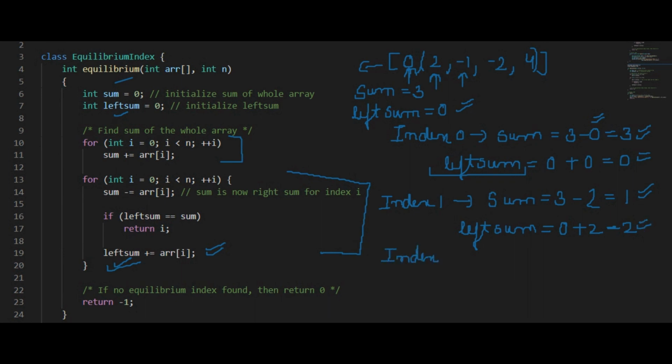For index 2, our sum will be the previous sum minus the current element, which will be equal to 2. So we have our left sum as 2, and our right sum is also 2 for index 2. So if left sum equals sum, we will have to return i. So from here we will return 2. So we have found our equilibrium point. If there were no equilibrium point in an array, at last we will return -1. This -1 is for that.